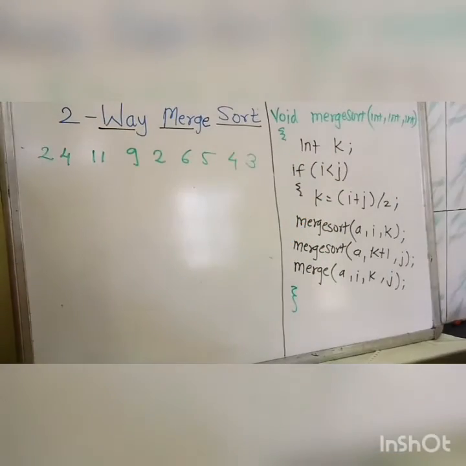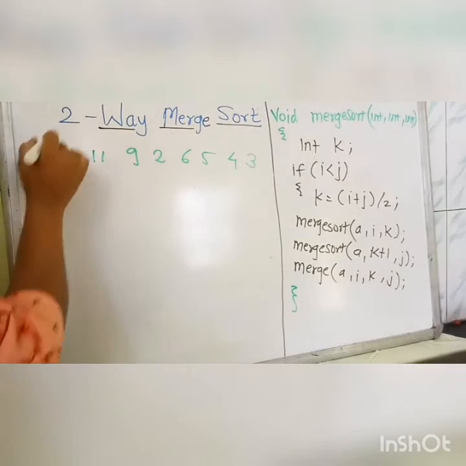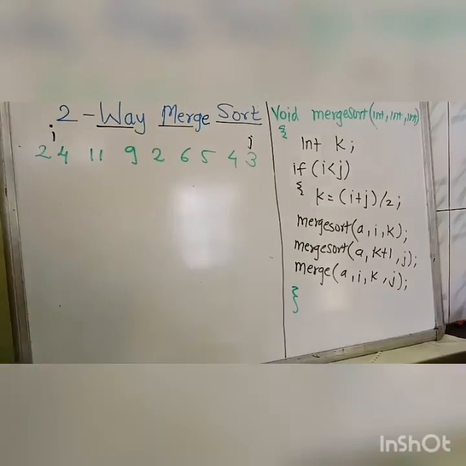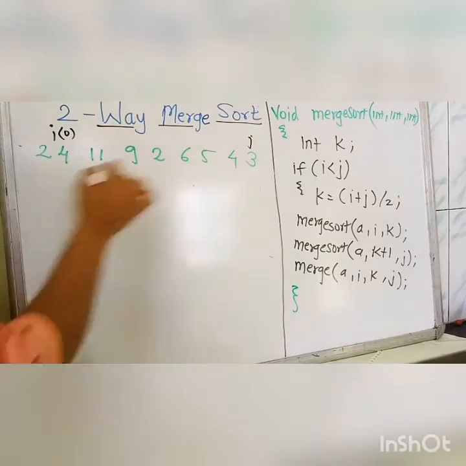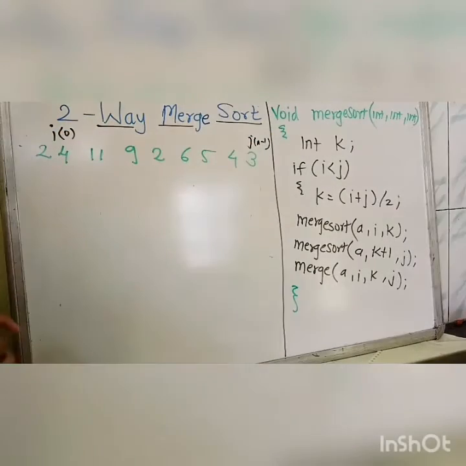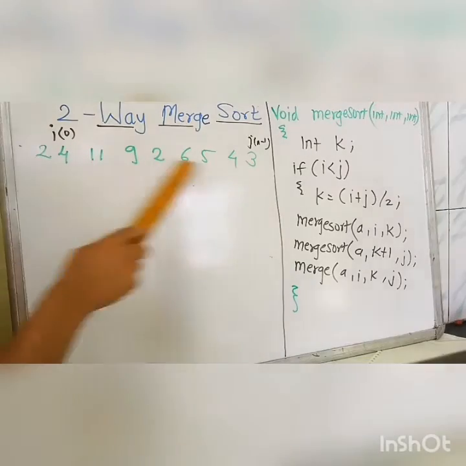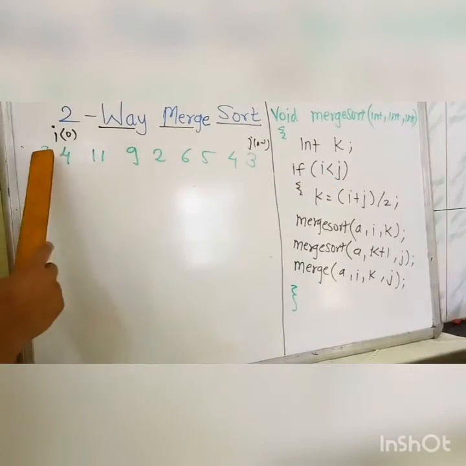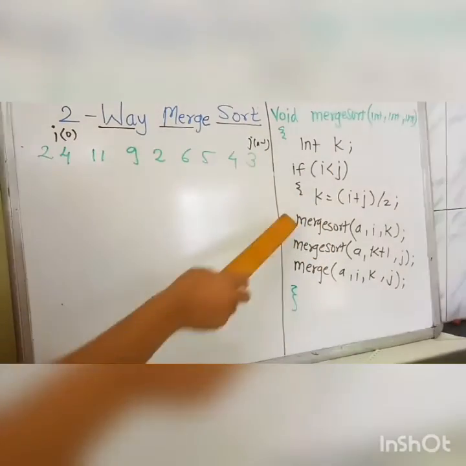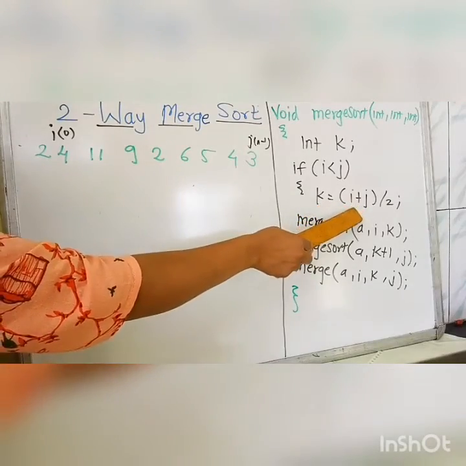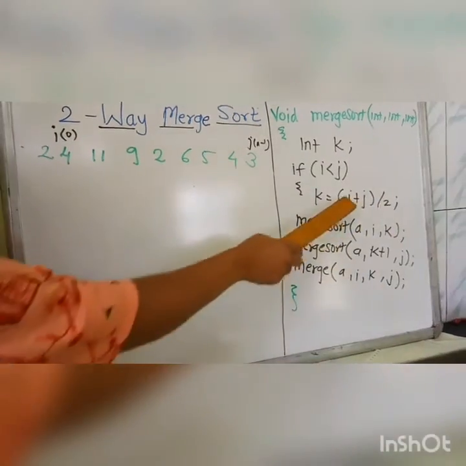Now here we are checking if i is less than j. Now where will be the positions of i and j? i will be here and j will be here. As i is at the starting position, its index will be 0, and j's index will be n minus 1. And we are checking whether i is less than j or not. Here in this case 0 is less than n minus 1, meaning i is less than j. Then coming into the loop, we are calculating the middle element, meaning (i plus j) by 2.